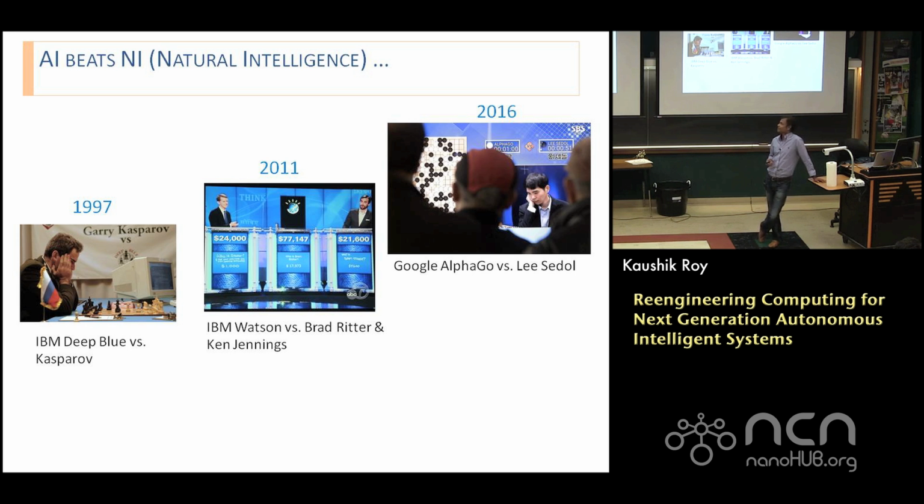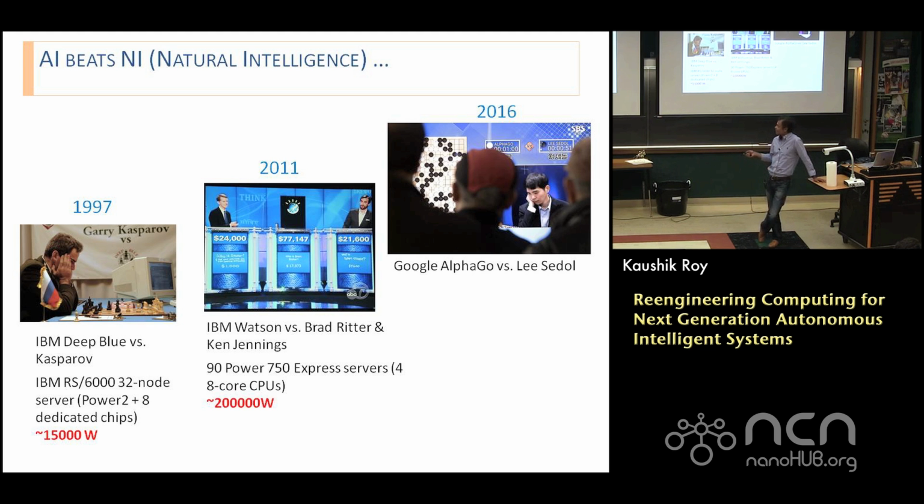But the question, of course, is at what cost? If I look at the power consumption, back in 1997 the computer used about 15,000 watts. Watson used about 200,000 watts. And if I approximate the power consumption for AlphaGo, that's about 300,000 watts, with more than about 2,000 CPUs and 280 or so GPUs.